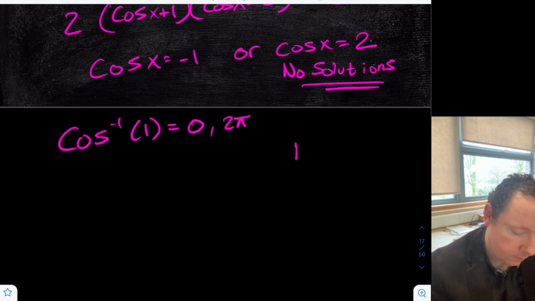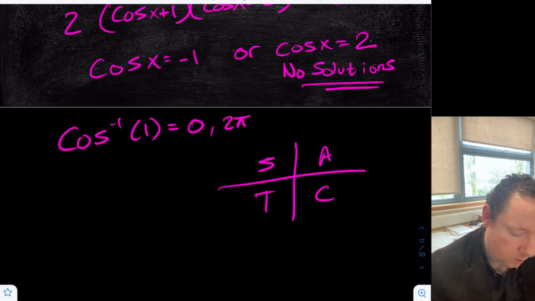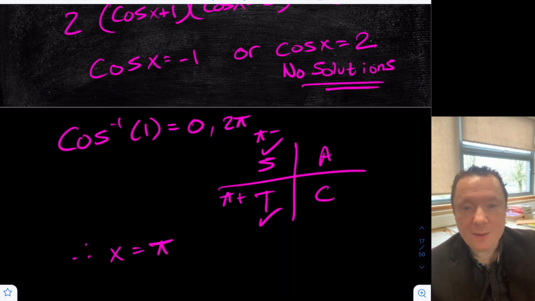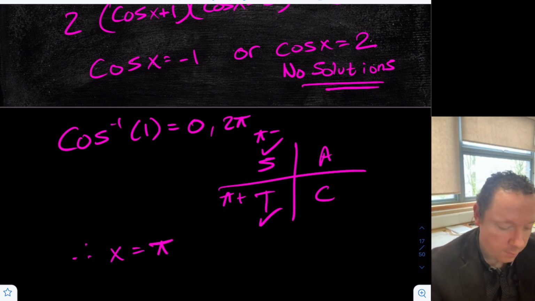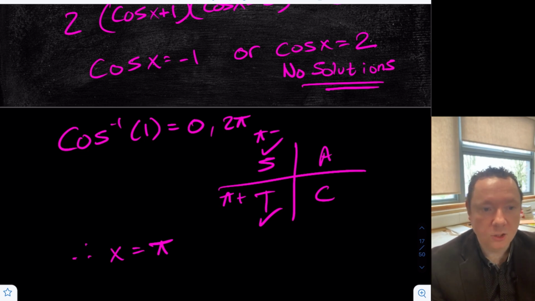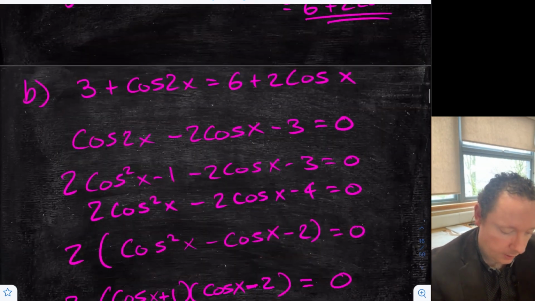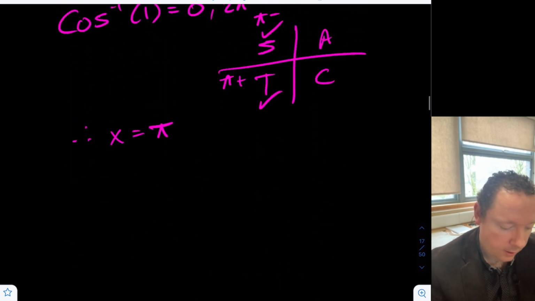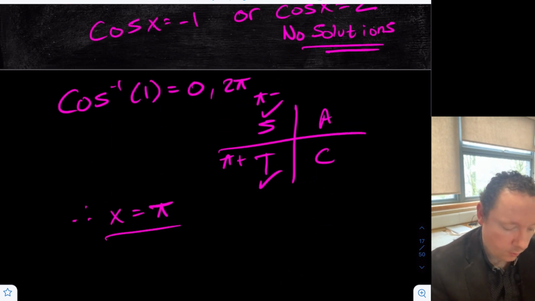But then our CAST diagram, cos was negative, so it is pi minus and pi plus in these quadrants. X equals pi minus 0 or pi plus 0, which is pi, or pi minus 2 pi is out with our range, and pi plus 2 pi is clearly out with our range as well, between 0 and 2 pi. So it's just x equal to pi is our solution, and we're done there.